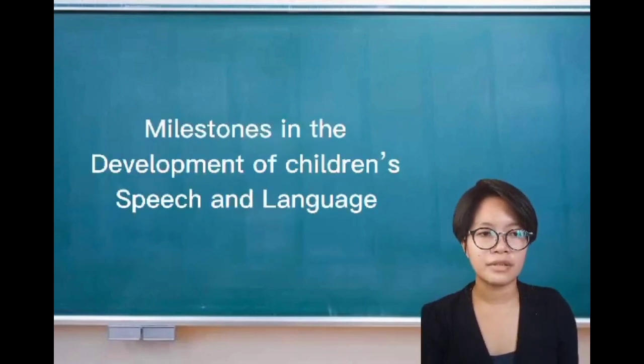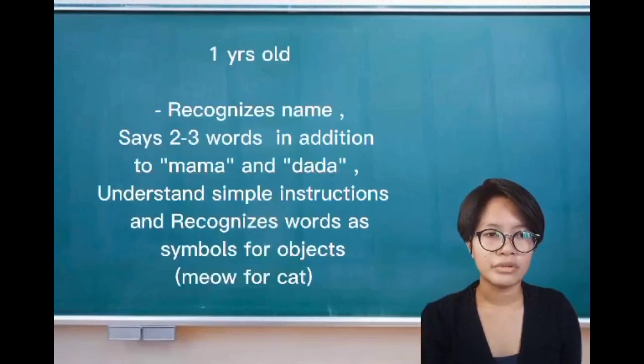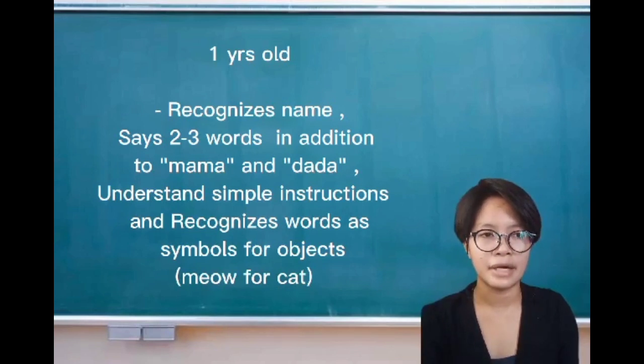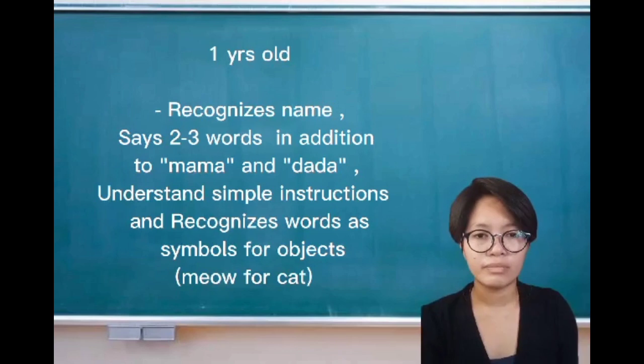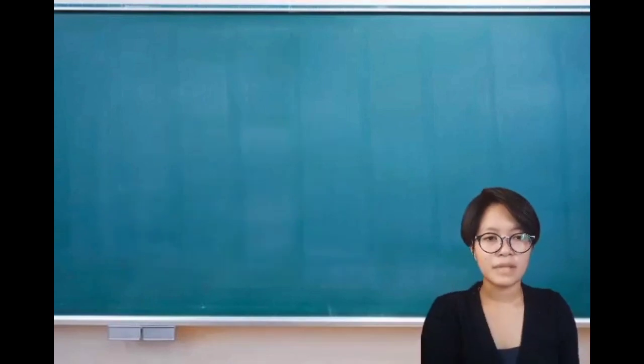Milestones in the development of children's speech and language. 1 year old: recognizes name, says 2 to 3 words in addition to mama and dada. Understands simple instructions and recognizes words as symbols for objects, like meow for cat. 1 to 2 years old: understands no, uses 10 to 20 words including names. Combines 2 words, makes the sounds of familiar animals, waves goodbye, and plays some games.